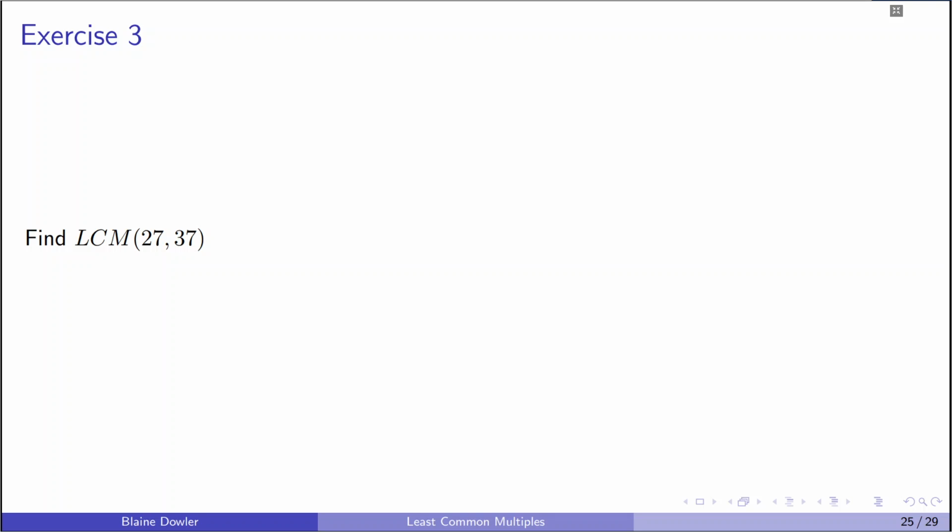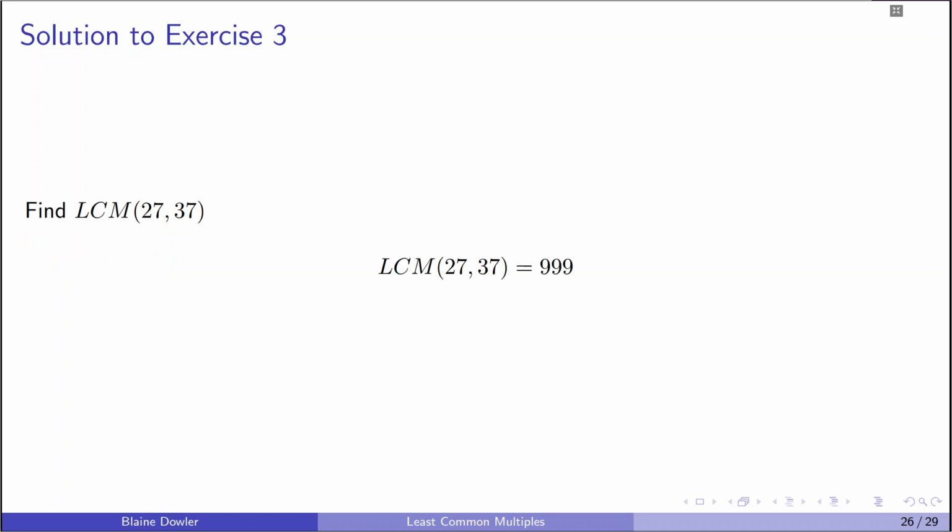Now, 27 and 37. Pause now, take the time you need. Little hint, 37 is prime. Their least common multiple is 37 times 27, which is 999.